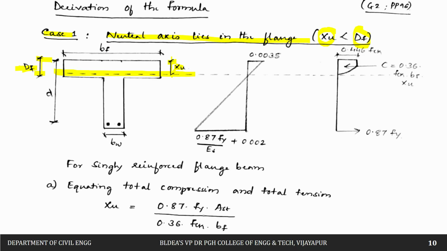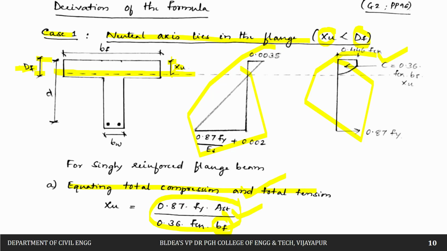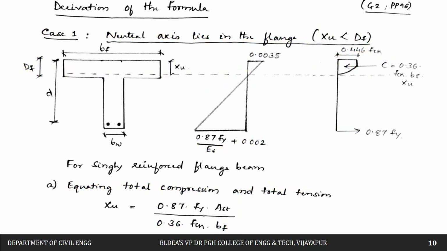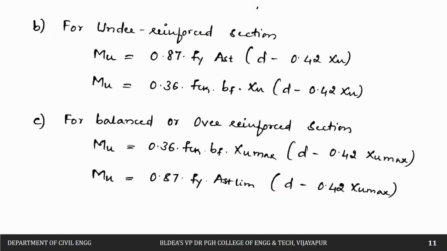As I already said, it will be the same as we have done for the rectangular section. This is the strain diagram and this is the stress diagram. If we equate total compression and total tension, we get XU equal to 0.87 Fy AST divided by 0.36 FCK into B. Instead of B, we have to take BF, the width of the flange, as already seen for the rectangular section.